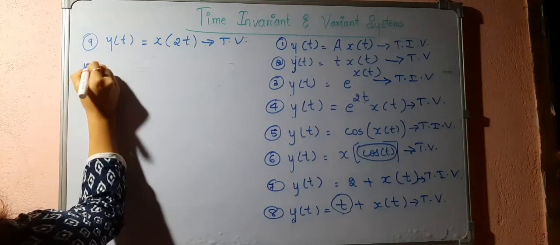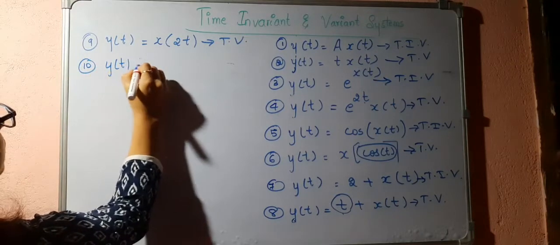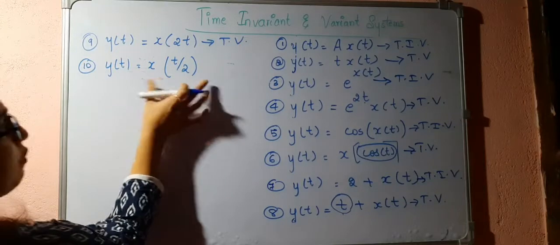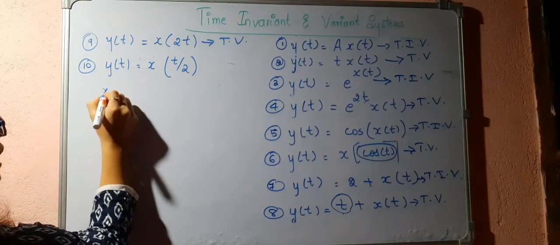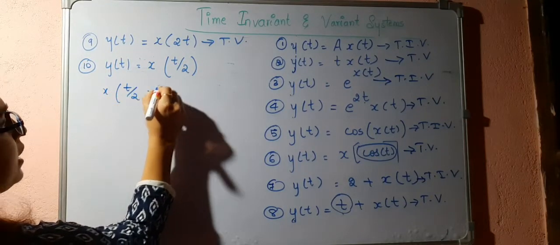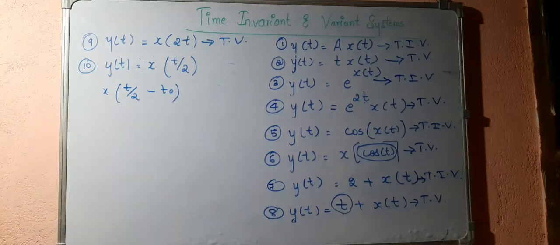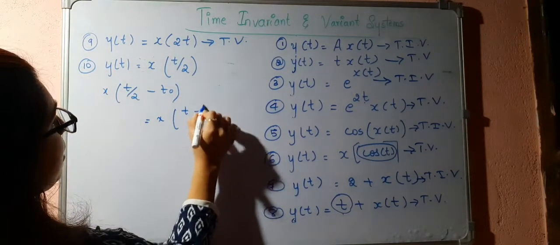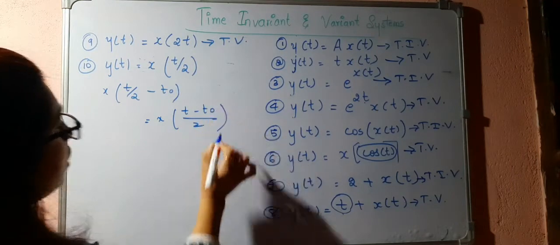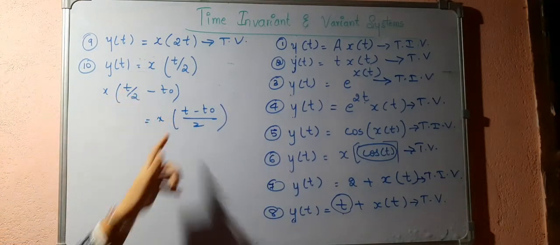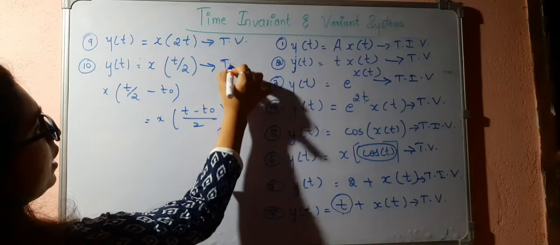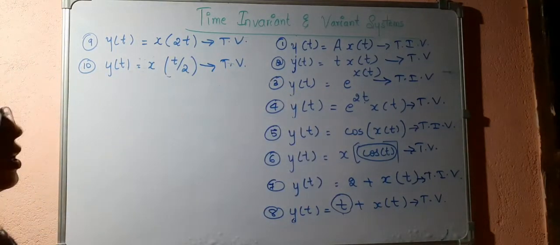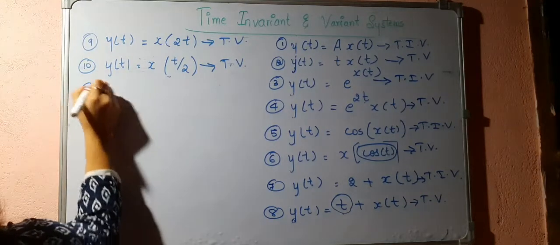Similarly, if I take y of t is equal to x of t by 2, in this case, if I am shifting the signal, that becomes t by 2 minus t naught. But if I am shifting the output, then that becomes x of t minus t naught divided by 2. So these both are not equal. Again, this is the time variant system. Okay, so that is also a time variant system.